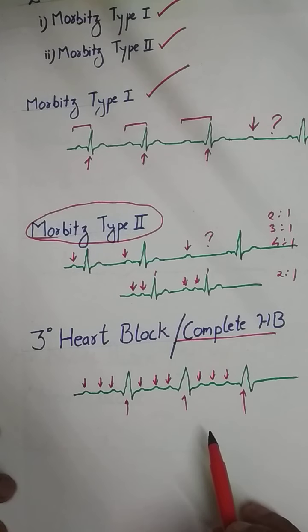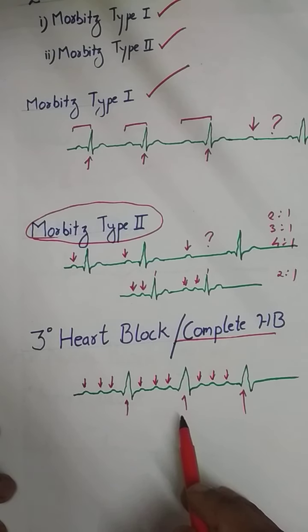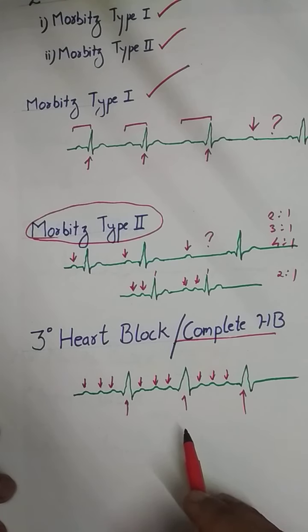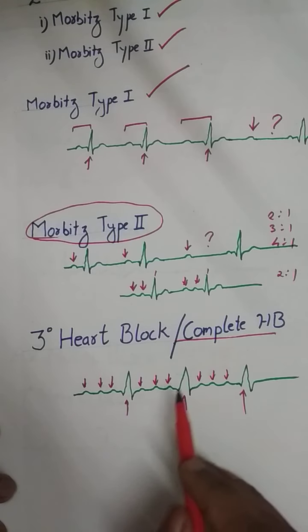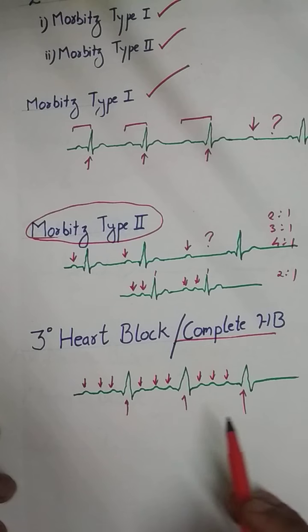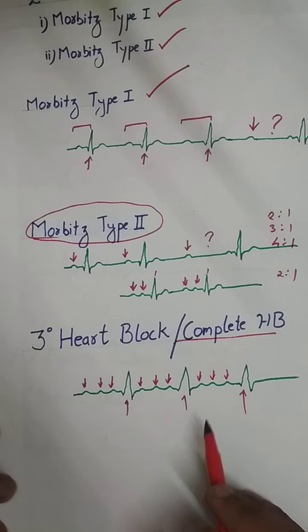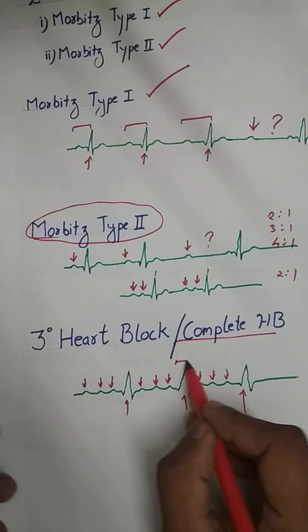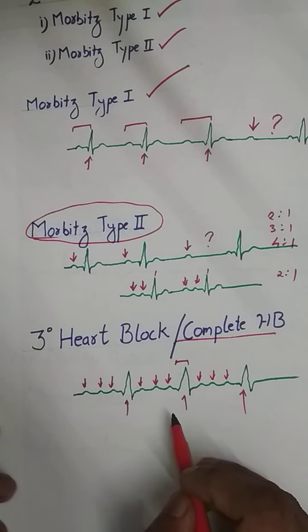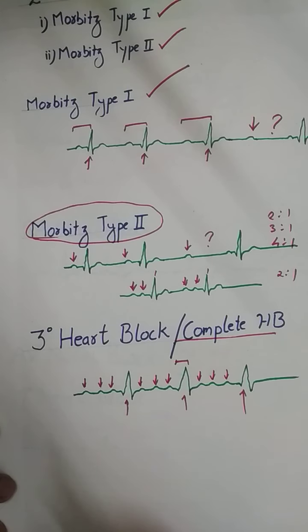The ventricular contraction here is produced due to some ventricular escape rhythm, not by an impulse transmitted by the atrium. That's why the width of the QRS complex would be greater than normal, because they are produced due to a ventricular escape rhythm. Okay, so what's the clinical significance of third degree heart block?